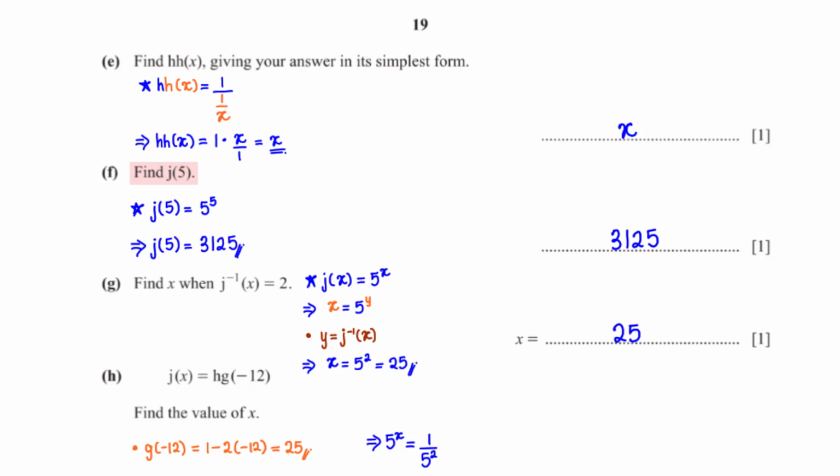Find j of 5. For j of 5, we replace x in j of x with 5. This gives us 5 raised to the power 5, which is equal to 3125.